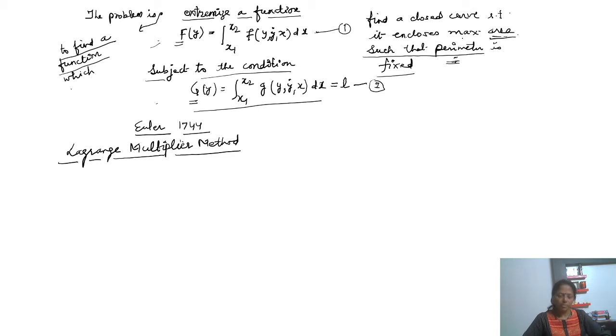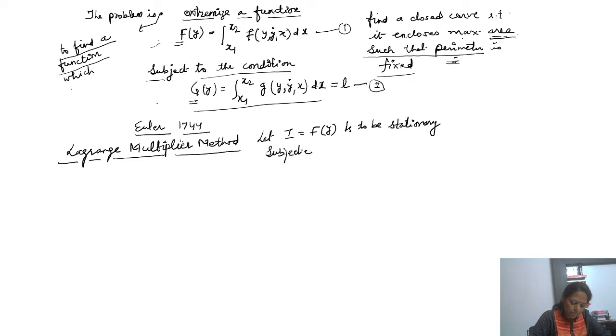So what we do in the Lagrange multiplier method, we know that our problem is to extremize 1 subjected to 2. Suppose I say that 1 is denoted by I. Let I is equal to F(y) is to be stationary, subjected to say G is equal to G(y). We take it as J, a little difference. Subjected to J is equal to G(y).